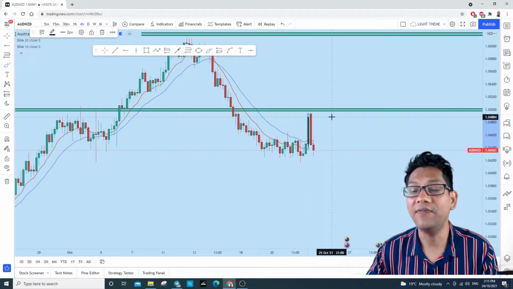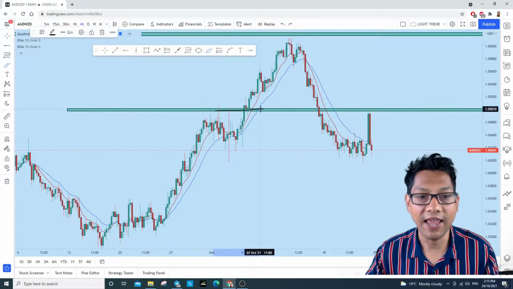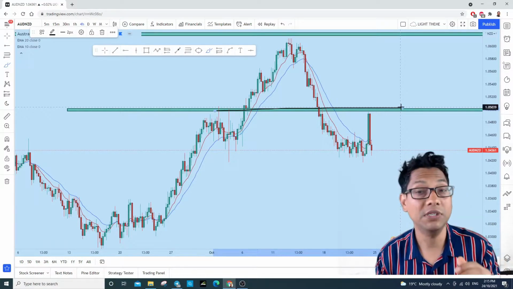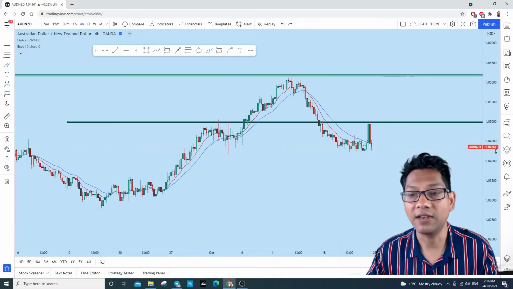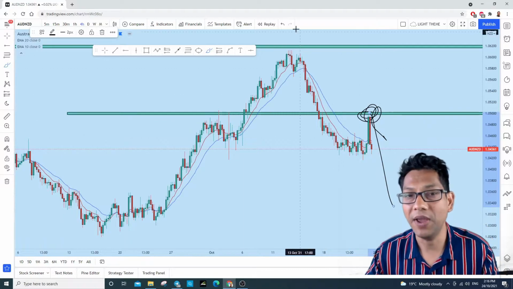How do you identify this kind of false breakout? When you see a level hit by such a big candle, that means it has a huge ATR, 2 times ATR, and you can expect the price to reverse back, because this is a strong bearish market.